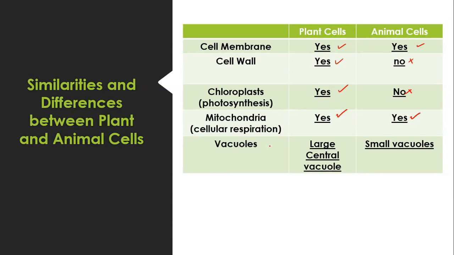Vacuoles. Plant cells have a large vacuole that mostly holds water. Animal cells have small vacuoles, sometimes called vesicles, and they contain numerous substances. Okay, so definitely know the similarities and differences between plant and animal cells.